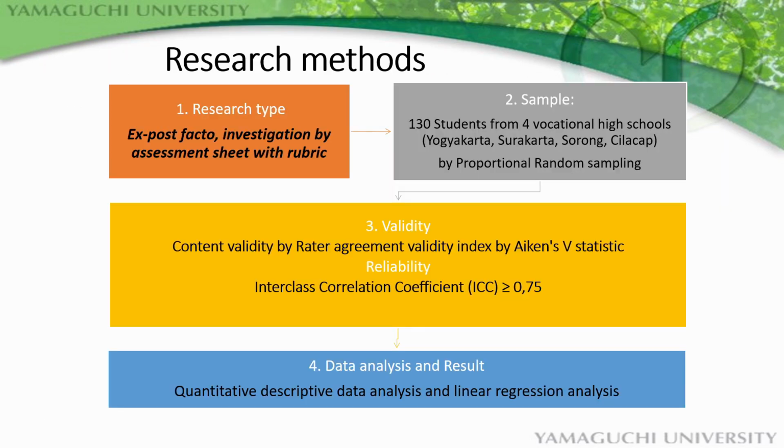Ladies and gentlemen, the research methods are: the type is ex post facto investigation by assessment seat with rubric. There are 130 students from 4 vocational high schools in Indonesia collected by proportional random sampling. For validity, we use content validity by rater agreement, validity index by Aiken V statistic, and for reliability we use the interclass correlation coefficient, or ICC, more than 0.75. For data analysis and results, we use quantitative descriptive data analysis and linear regression analysis.